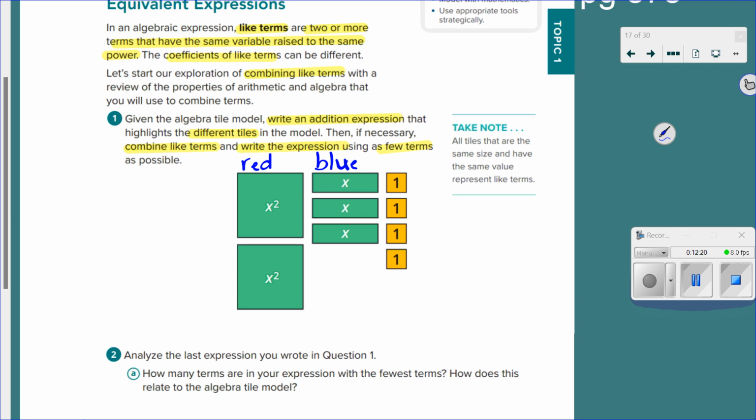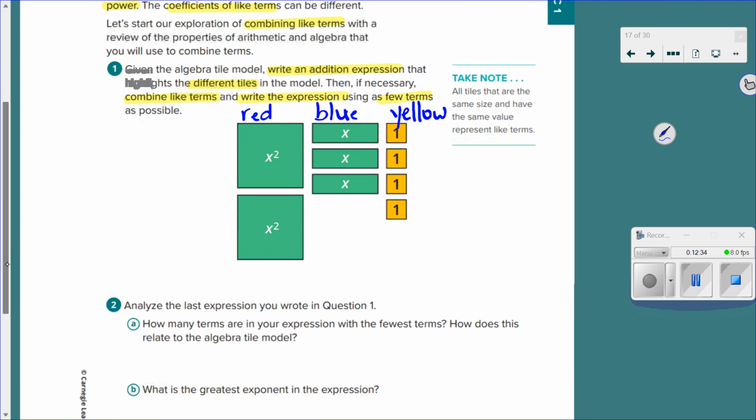So you can use your tiles and try to put them together. We're going to do this for several exercises. We want you to start putting them together. What you're doing here is writing an addition expression that shows what this model means. Everybody understand what we're doing? Yes, sir. Okay, you can do it.